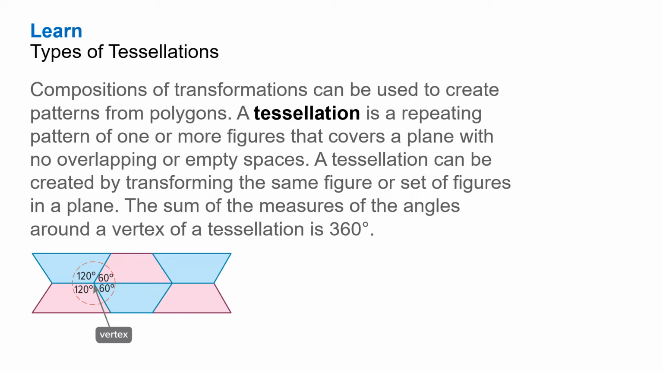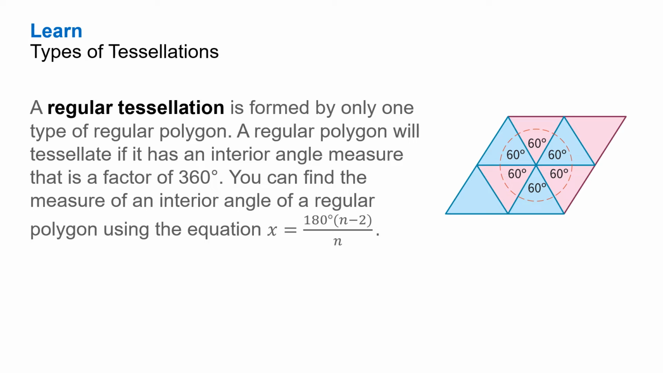Someone that you might have heard of before is an artist named M.C. Escher. He is actually famous for his art and using geometric tessellations to create amazing pictures. So if you're interested in tessellations, go check out M.C. Escher. A regular tessellation is formed by only one type of regular polygon.